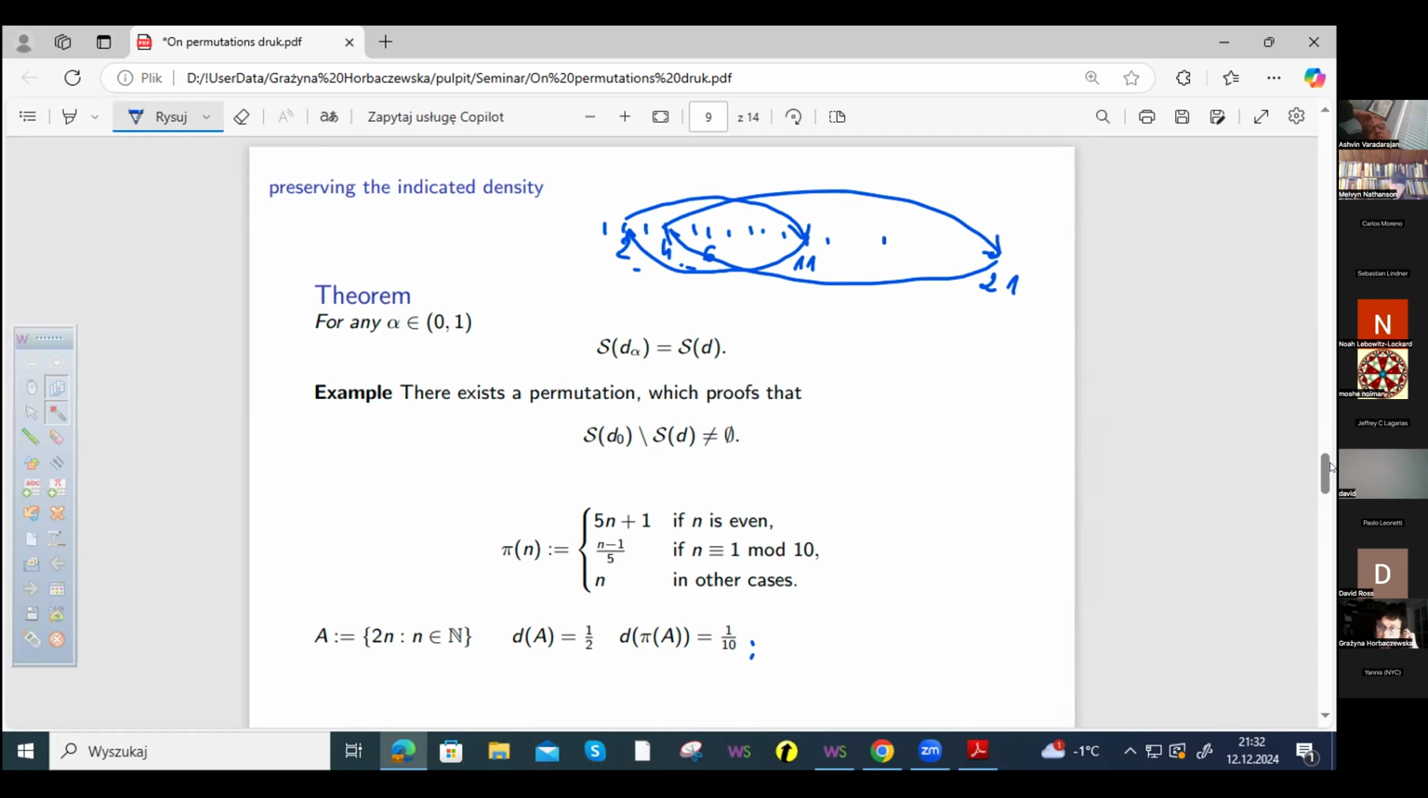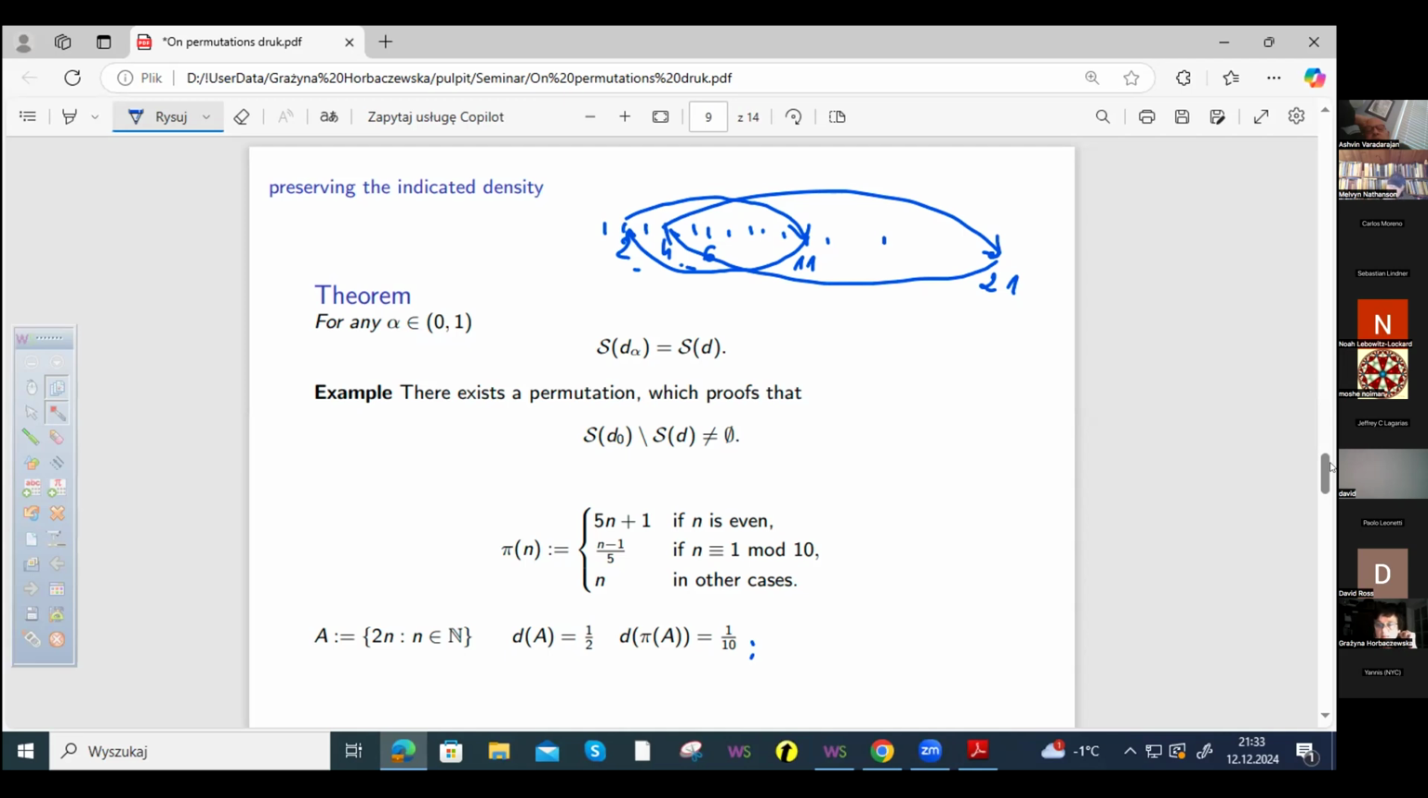But when we think about a set which has density 0, after the permutation, among its elements there are elements which are untouched by our permutation. So it's not a problem. The elements equal to 1 modulo 10 were shrunk, so it cannot spoil the density 0.